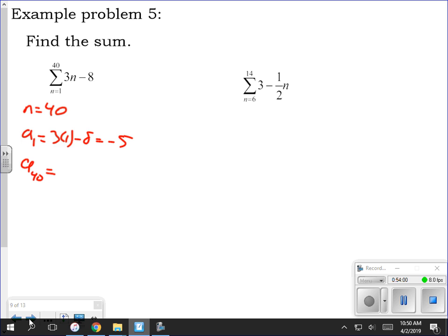Plug in 40 to get the last term. 3 times 40 minus 8. 3 times 40 is 120 minus 8 is 112. Those are the things I need: the first term, last term, and how many terms I'm adding up, because that's what the formula asks for.